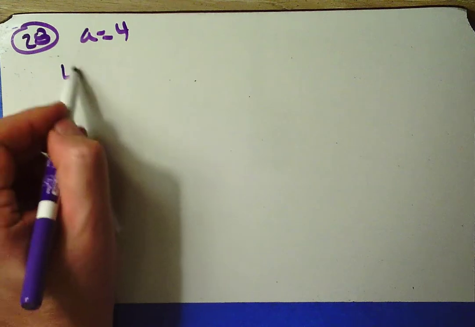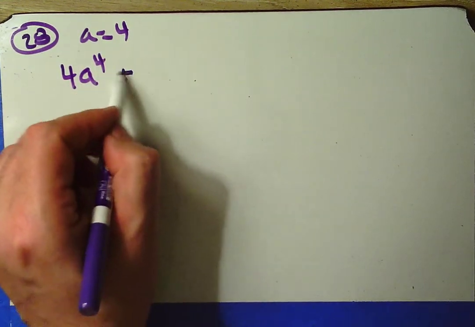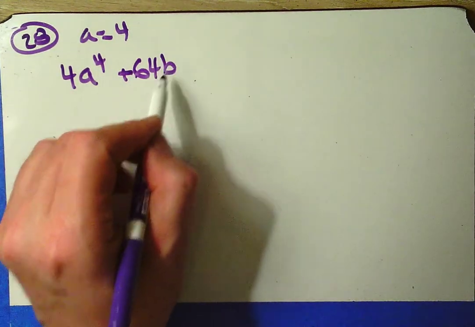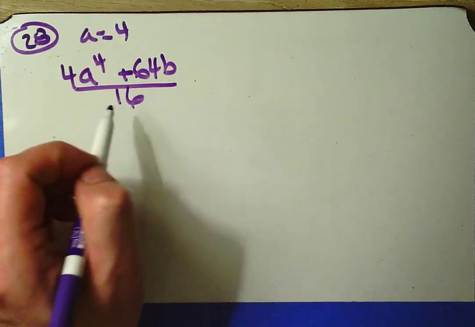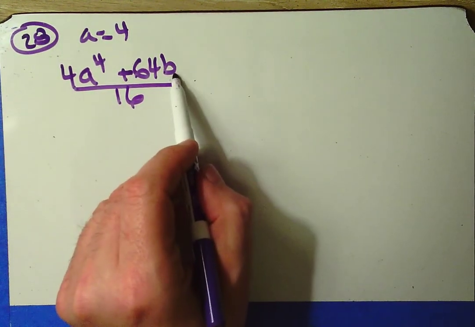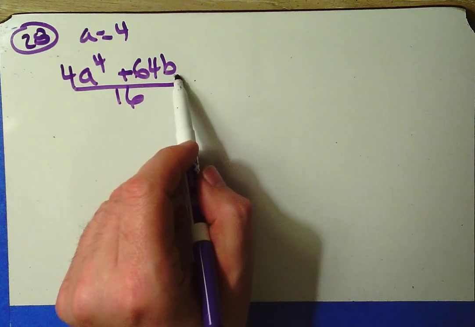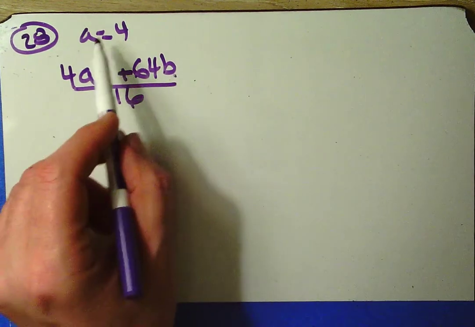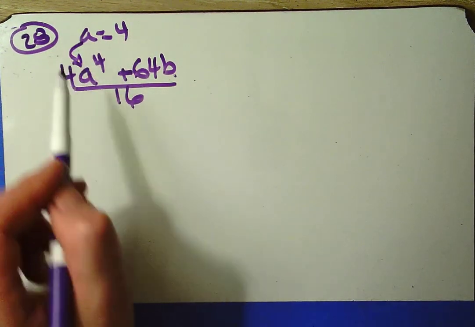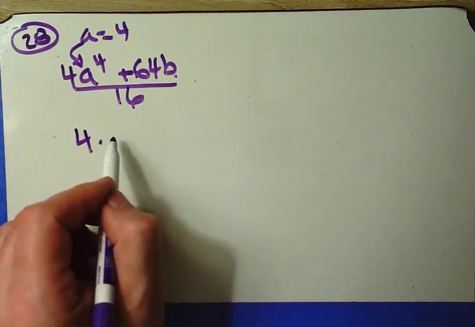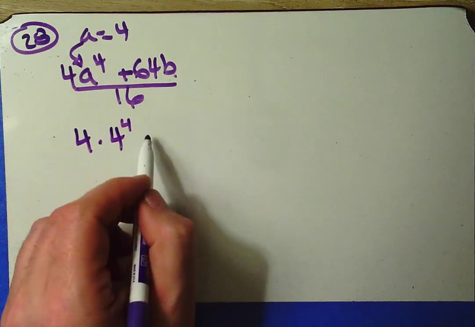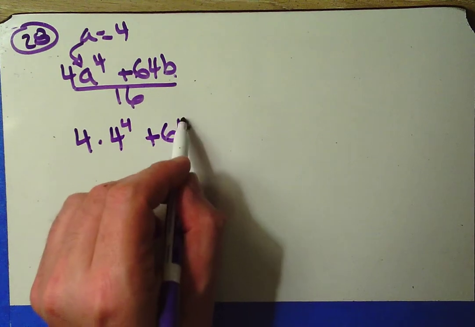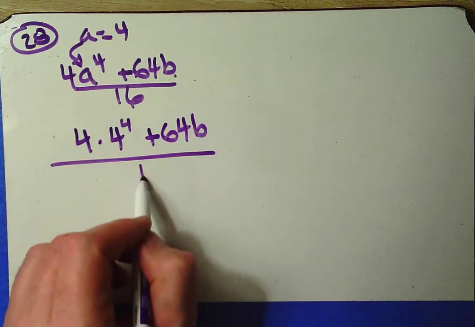28. If a equals 4, then the value of 4a to the fourth plus 64b over 16 is what? Well, I don't know what b is, so there's going to be a b in my answer. I am, though, going to plug in this a equal to 4 here. So I'll have 4 times 4 to the fourth plus 64b over 16.